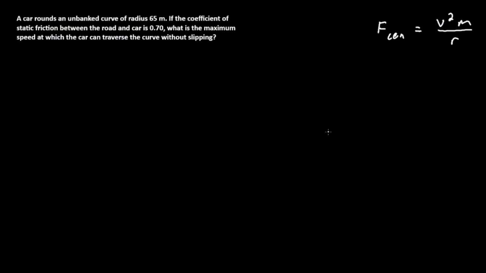For this problem, we have to solve for the maximum speed at which a car can traverse the curve without slipping. So this one, you have to derive an equation. And it's a little tricky because the friction being your centripetal force isn't as obvious as you think. So if a car was going around an unbanked curve, which means the curve isn't elevated or angled upward, the curve is just a flat road.